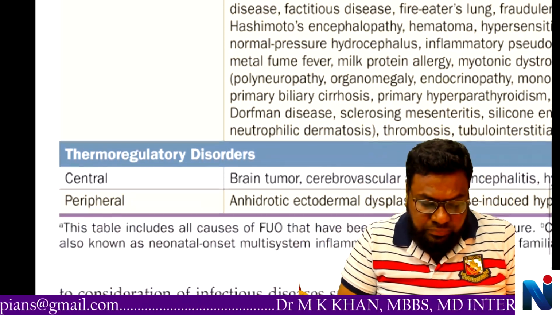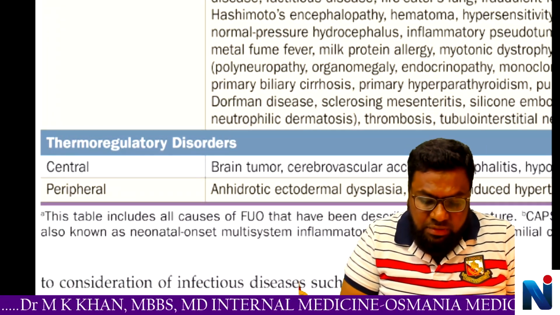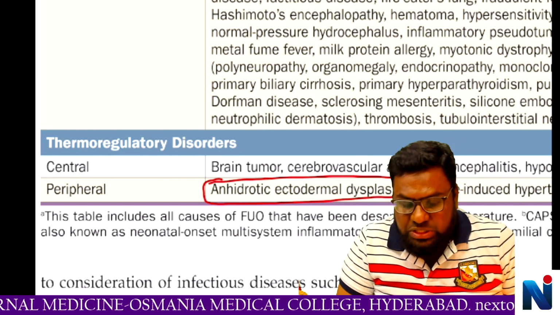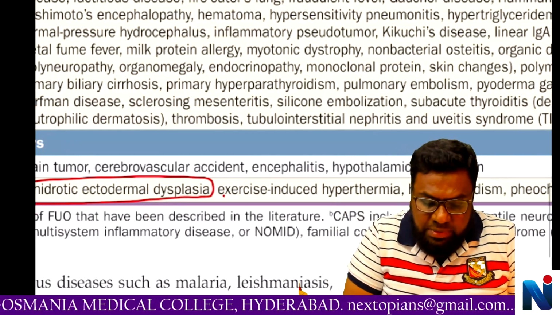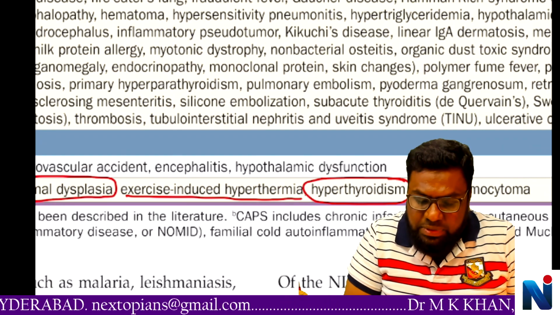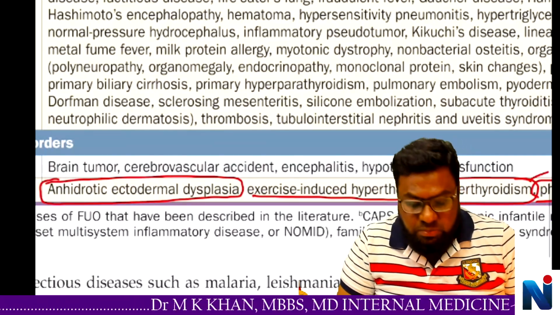Then the other causes. There could be a thermoregulatory disorder wherein the person will come and tell the doctor, I have very less sweat, anhidrotic ectodermal dysplasia. Then exercise induced hyperthermia, hyperthyroidism, endocrine causes of fever, they'll ask you, hyperthyroidism, pheochromocytoma. All right, remember these points.